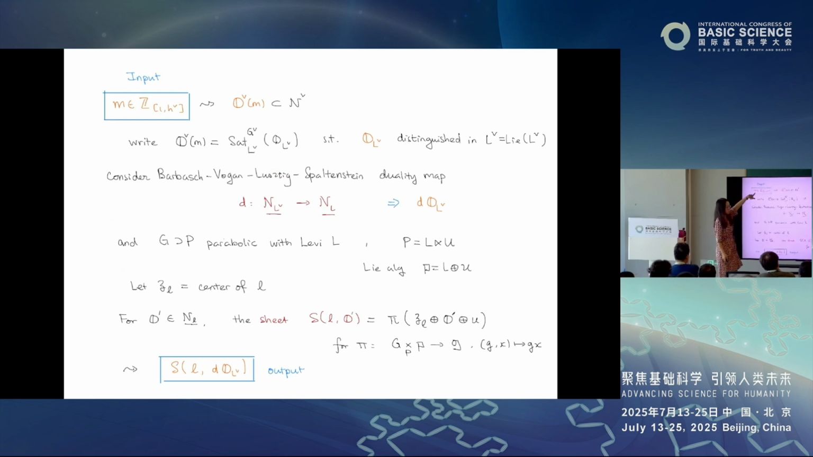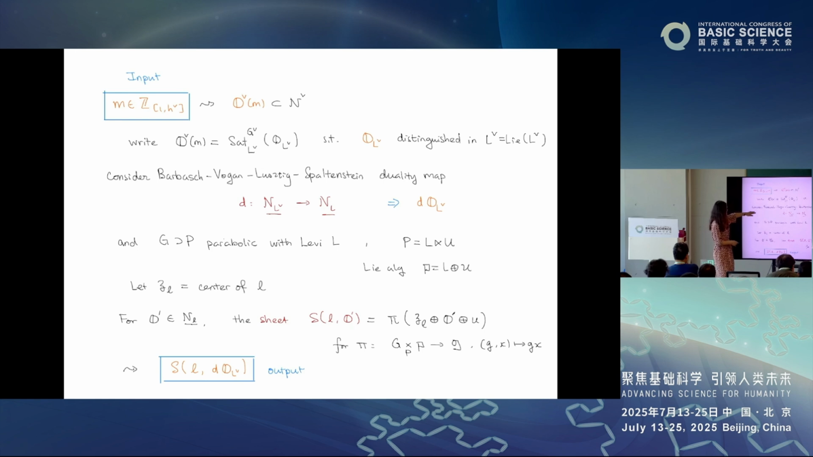So you start from this number m, and by what is explained, we attach a nilpotent orbit in the dual nilpotent cone. And then we write this orbit as the saturation of some distinguished orbit in the Levi. This Levi is denoted by L check. And then we use some duality map, which is well known in representation theory, defined by Barbasch–Vogan, Lusztig, and Spaltenstein. So from the orbit here, it produces some nilpotent orbit in the Langlands dual Lie algebra.